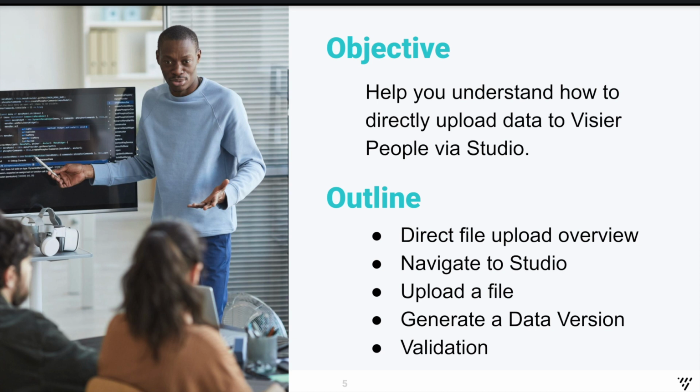So there are a number of different ways to get data into Visier People. You can use SFTP. We have some pre-built data connectors to specific systems, as well as an API. But today we're talking about direct file upload via Studio, which is the administrator's user interface.